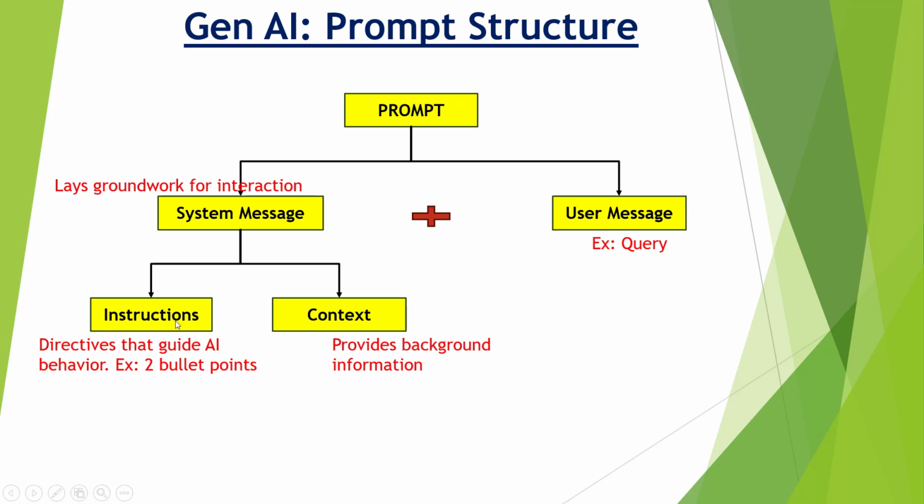Instructions, as the name says, are directives that guide Gen AI behavior. For example, you can give an instruction that says, I want the response to be in 2 bullet points. Context actually provides background information. In summary, these are all the guidelines at a high level. Let's look at these guidelines in the ChatGPT interface.